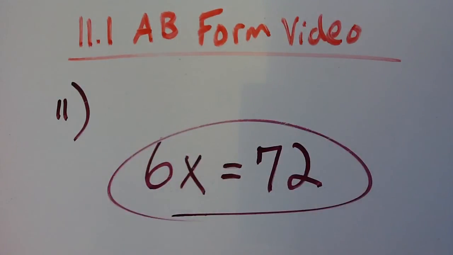Your homework is going to be 11.1D form. That is not posted yet. I will post that to Google Classroom once class is over, and you will need to show work for 11.1D form like you did for AB form during class. And then tomorrow you will turn in work for both of these assignments, for the AB form, which you're doing in class, and for the D form, which you're doing for homework.